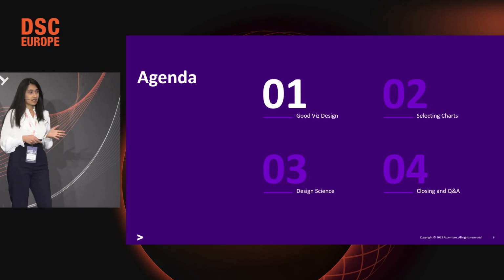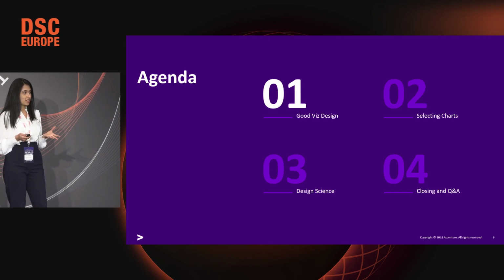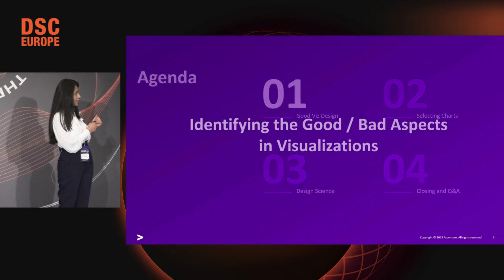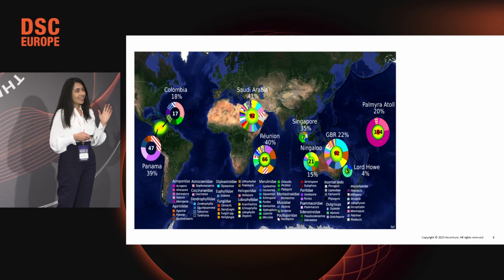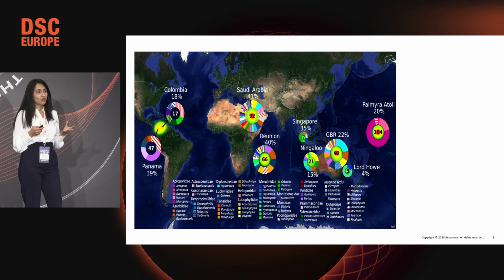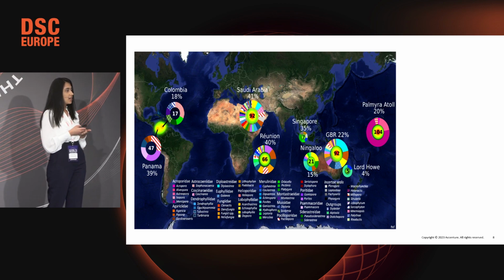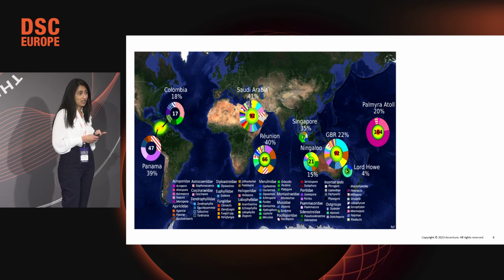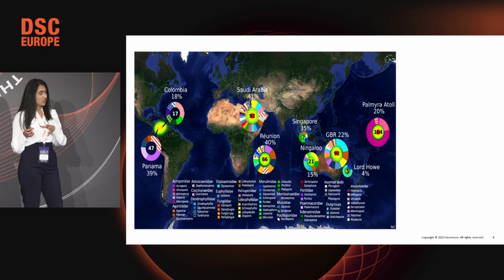Now let's understand what makes a good viz design. Before I show you the next visual, I would like to excuse myself because it's something like this. It is a visualization, and at this moment I would like you to pause and find out what you think is good and what you think is bad in this visualization, because it's very important to understand the bad and good aspects before we make a visualization.